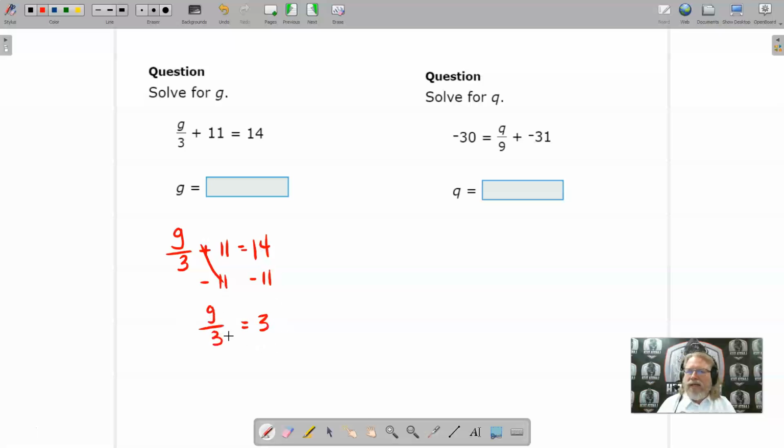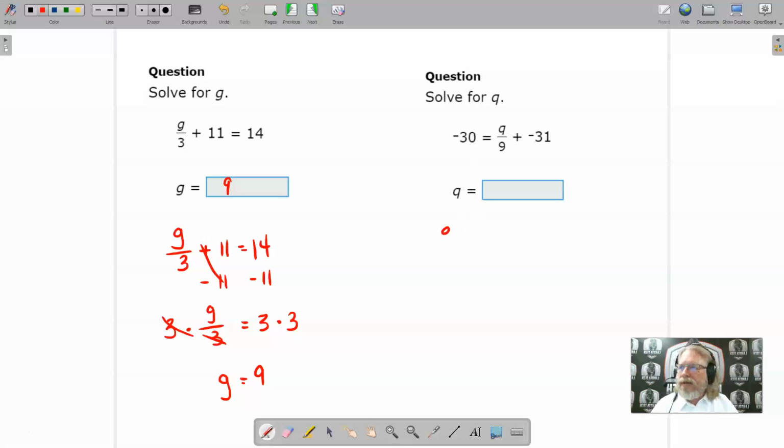Now, the g is tied to the 3 through division. The opposite operation is multiplication. We're going to multiply by the very number we wish to get rid of, which is 3. And what we do to one side, we are going to do to the other. We know that these 3's are going to cancel each other out, leaving us with just g on the left. And 3 times 3 is 9. So g equals 9.